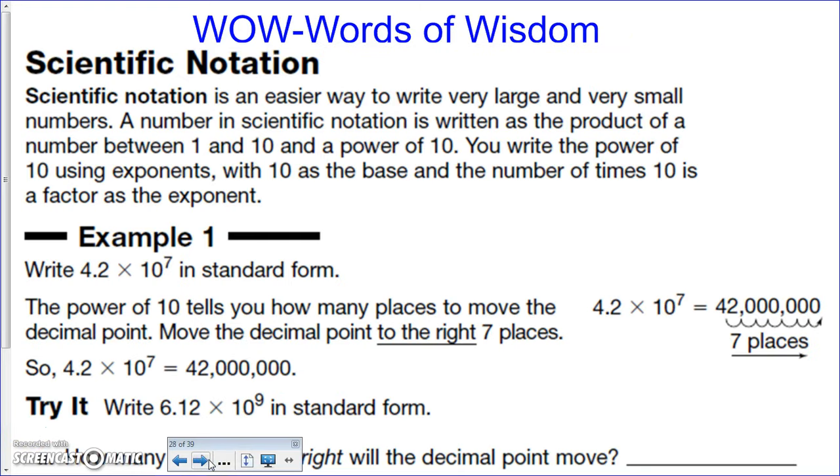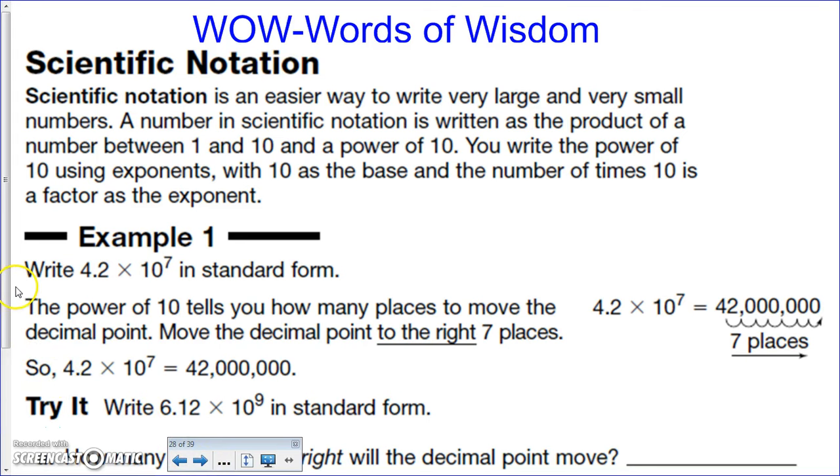Scientific notation. Scientific notation is an easier way to write very large and very small numbers. A number in scientific notation is written as the product of a number between 1 and 10 and a power of 10. You write the power of 10 using exponents, with 10 as the base and the number of times 10 is a factor as the exponent.